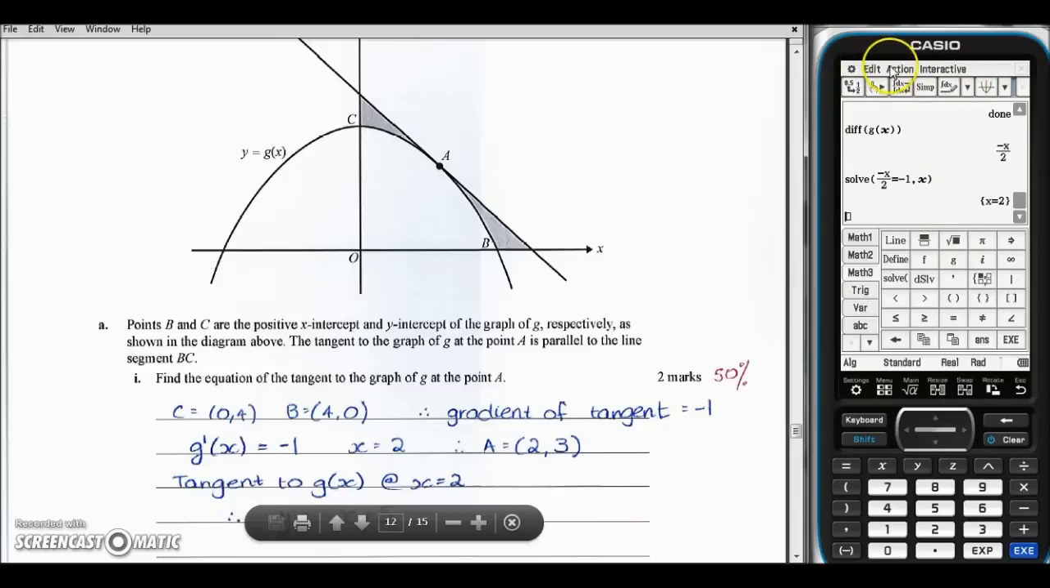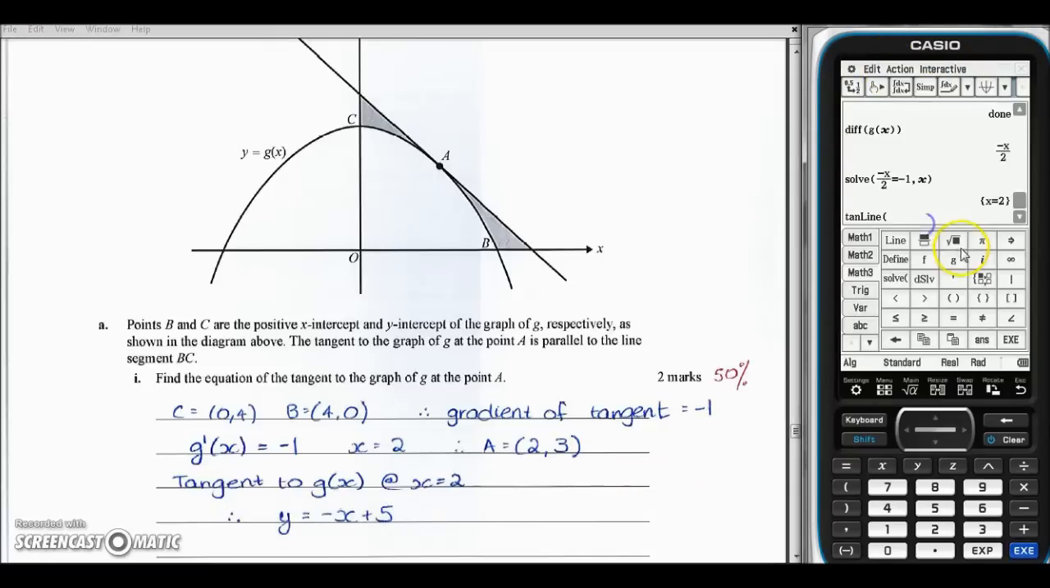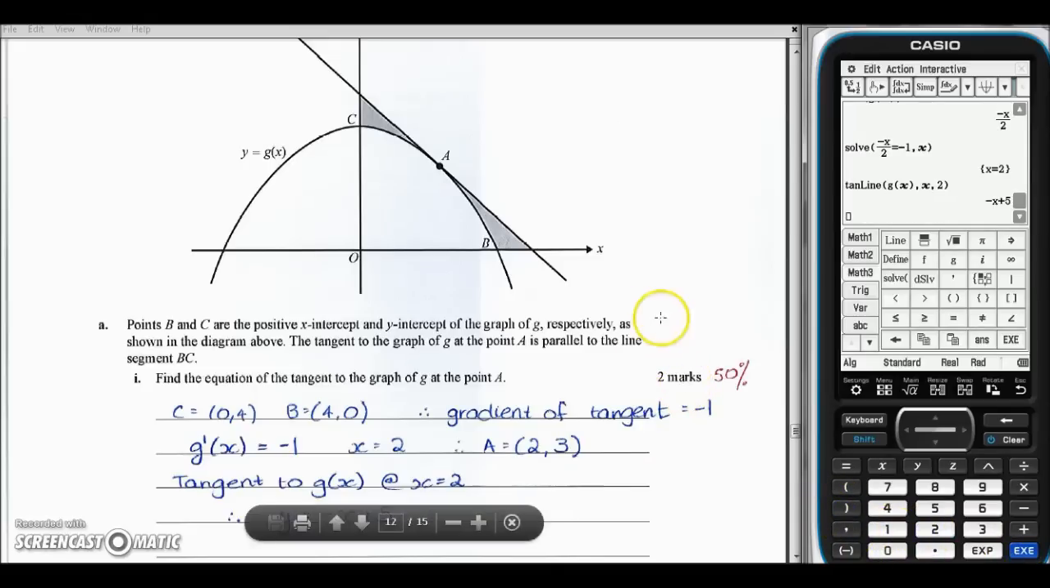Actually, if you want to use the tangent, may as well show you this. We want to find the tangent to the graph of g of x, and we want to find it at the point x equals 2. So we could just do that, negative x plus 5.